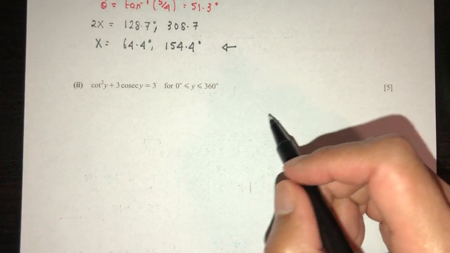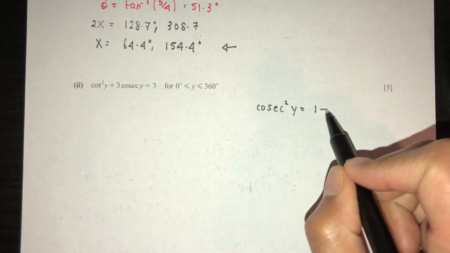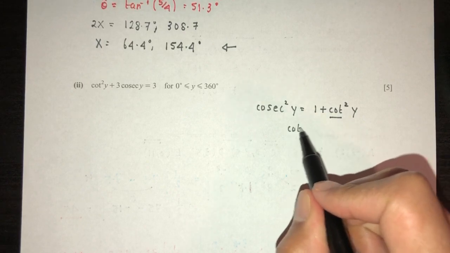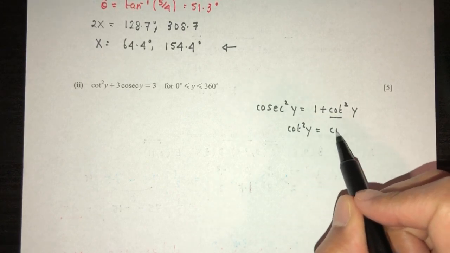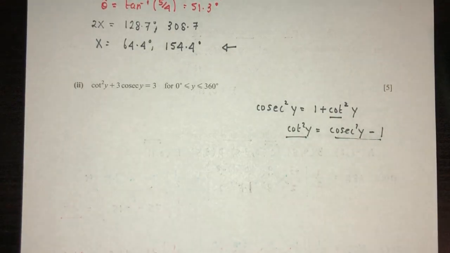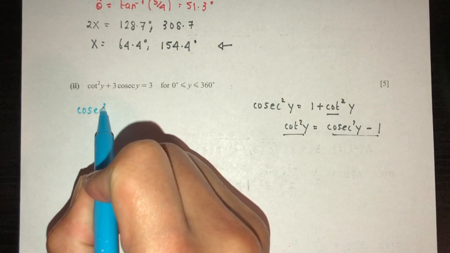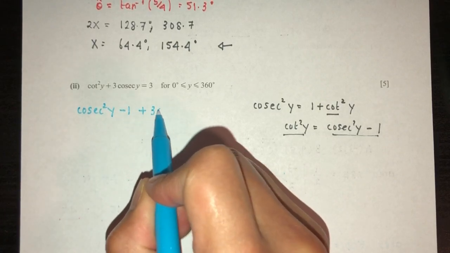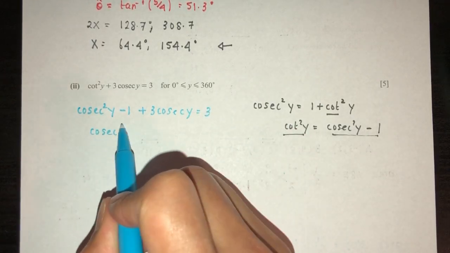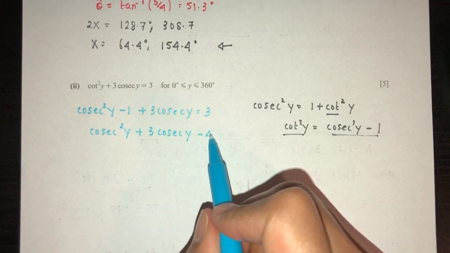Okay, so let's write this down. You will have cosec square y is equal to 1 plus cot square y. So let's make this become subject. You will have cot square y is equal to cosec square y minus 1. So replace this by this in this equation. So let's do that. You will have cosec square y minus 1 plus 3 cosec y equal to 3. Now cosec square y plus 3 cosec y minus 4 equal to 0.